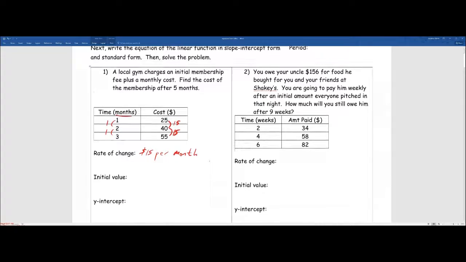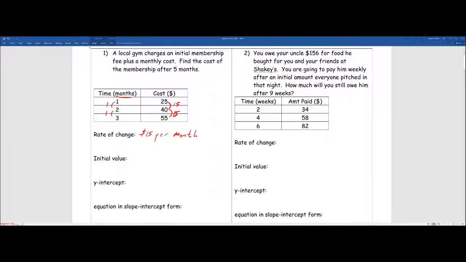The initial value. So the initial value, is that the same as our y-intercept? Not necessarily. If we were to write an equation about this, first things first, our initial value is 25 bucks, right? That's how much we start paying, right there. Now, y-intercept is a little different. Initially, it only cost 25 bucks for that month, right? And then we start our plan.